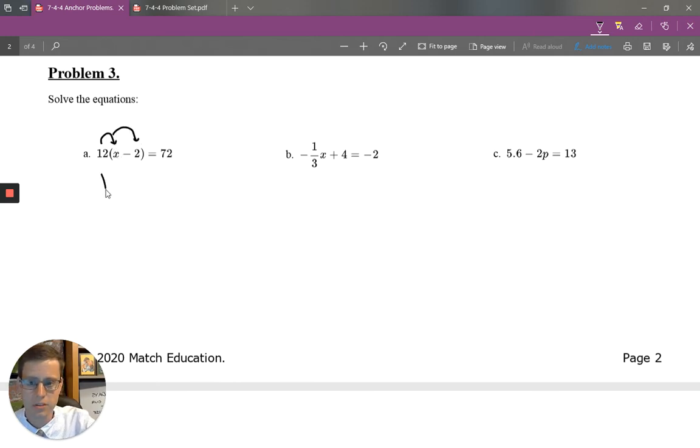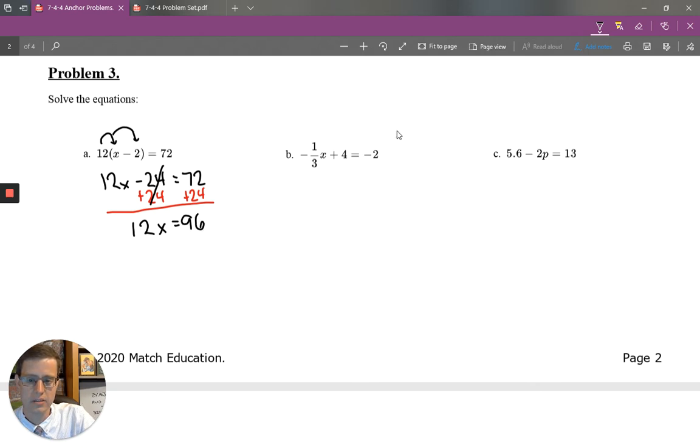12 times x is 12x. 12 times a negative 2 is a minus, or negative 24, equals 72. So my first step was to distribute. The opposite of minus 24 is adding 24. So we're going to add 24 to both sides here. This cancels. We're left with 12x equals 96. 12 times x equals 96.